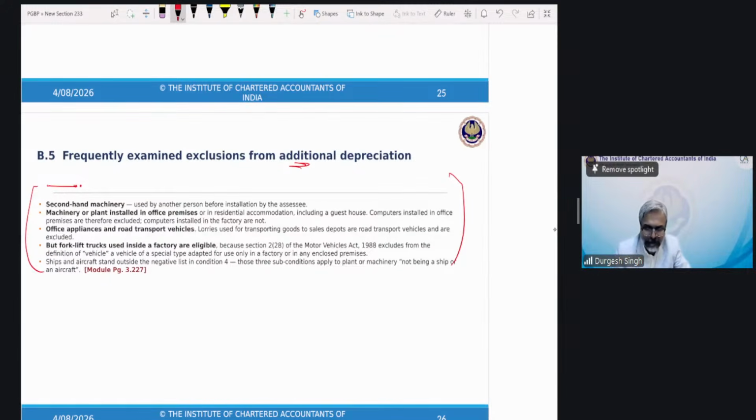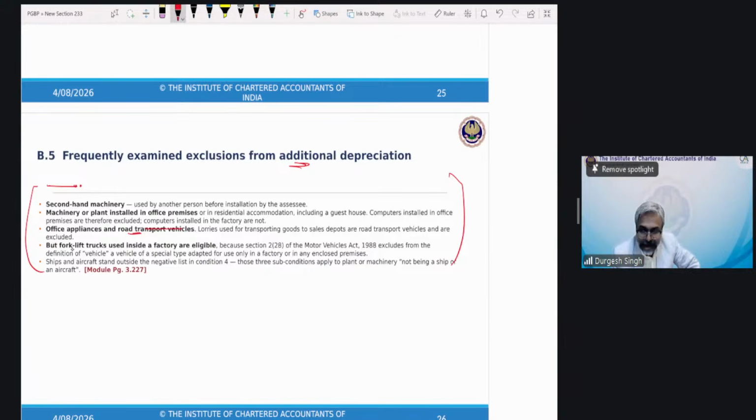Additional depreciation is not available for assets installed in the office premises, or residential accommodation including guest house. All these computers installed in the office or in the guest house will not be considered for the purpose of additional depreciation, because of where they are installed: office, guest house. So therefore disqualified. Office appliance, road motor vehicle, disqualified.